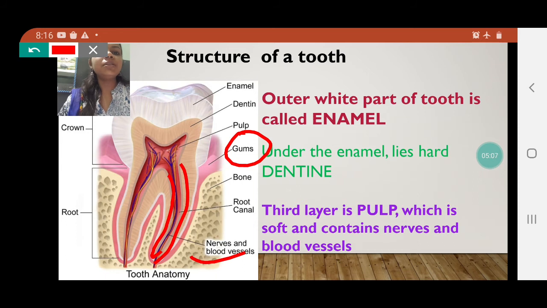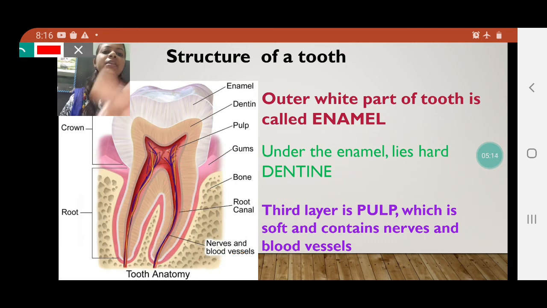So this is the first layer, this is the second layer, and this is the third layer, you can see. So mostly there are 3 layers in our teeth. These are the most important layers that you have to define when this question comes in the exam. One more time I am explaining.